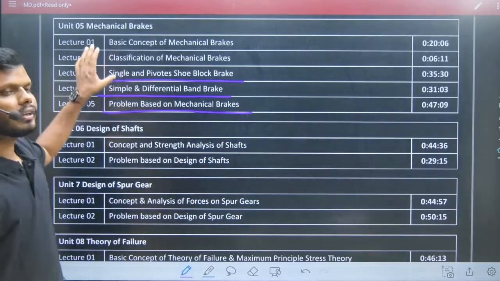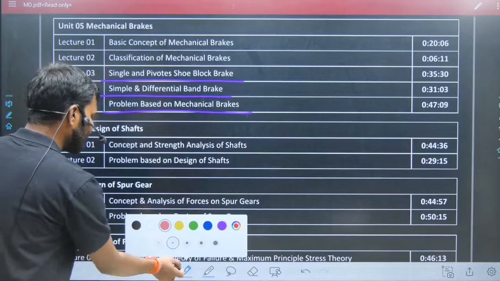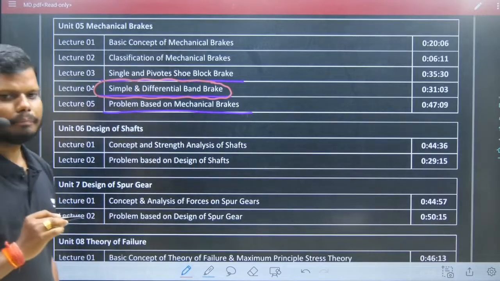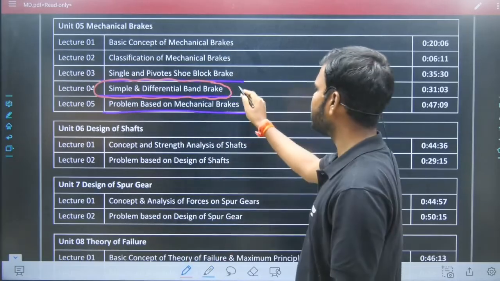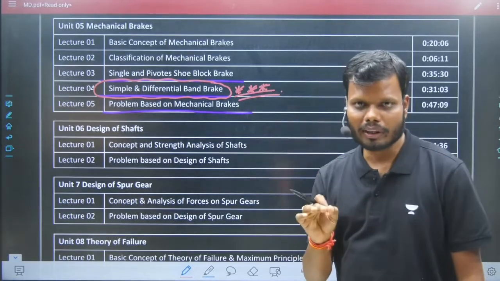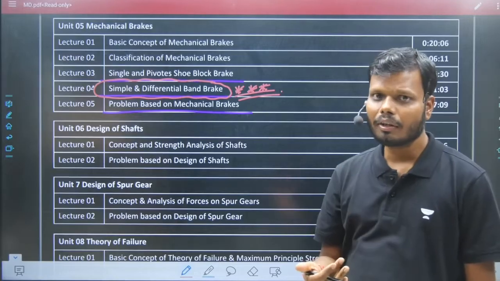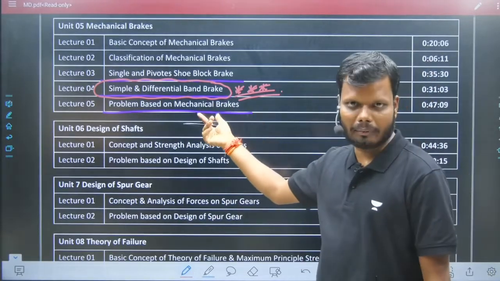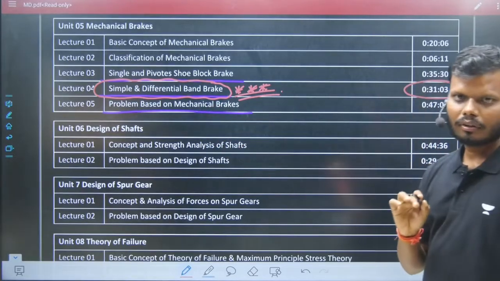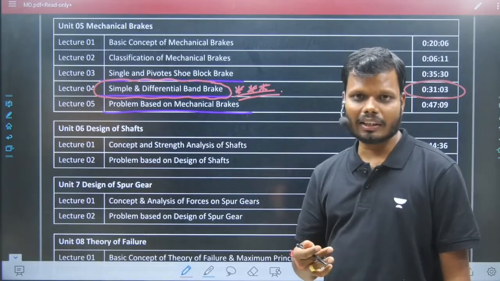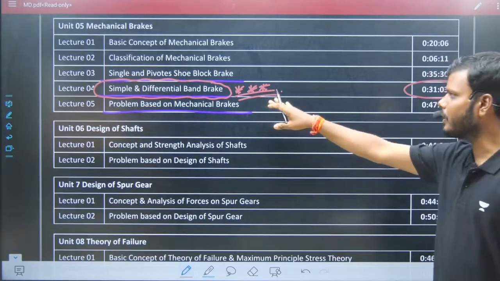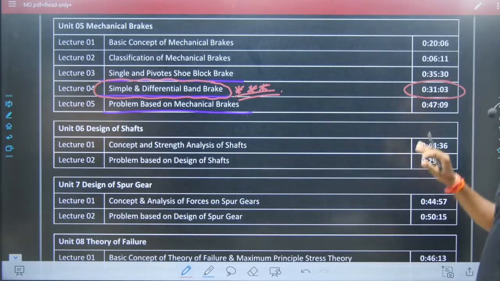So in unit 5 mechanical brakes, which topic is important? Simple and differential band brake. Simple and differential band brake is very important for the GATE examination. What is the self-locking phenomenon? What is the self-energizing phenomenon in simple or differential band brake? All these concepts will be covered in 31 minutes 3 seconds. Clear that point? What is the tension in band brake? All these concepts in these topics are covered in 31 minutes 3 seconds only.